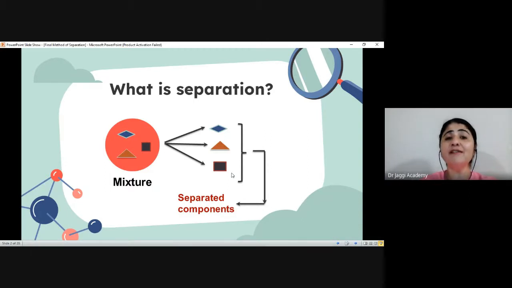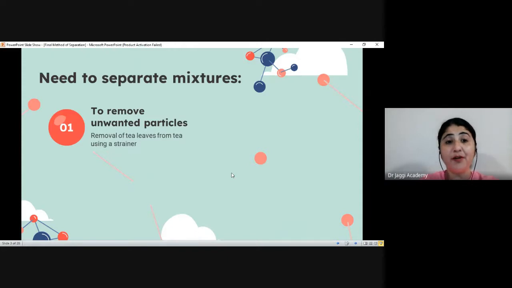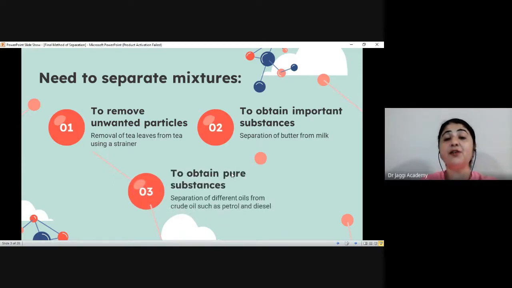So the next question that comes to our mind is, why do we need to separate the mixture? Basically, there are three reasons. Number one is to remove unwanted particles, for instance, the removal of tea leaves from the tea using a strainer. The second is to obtain important substances, such as the separation of butter from the milk. And the third one is to obtain pure substances, such as the separation of the different oils from crude oil, such as petrol, diesel, and kerosene.